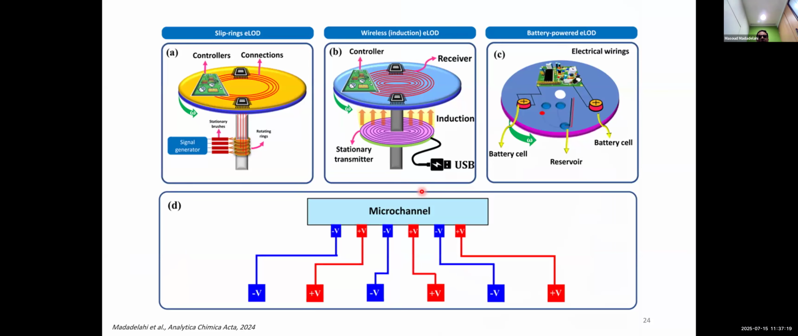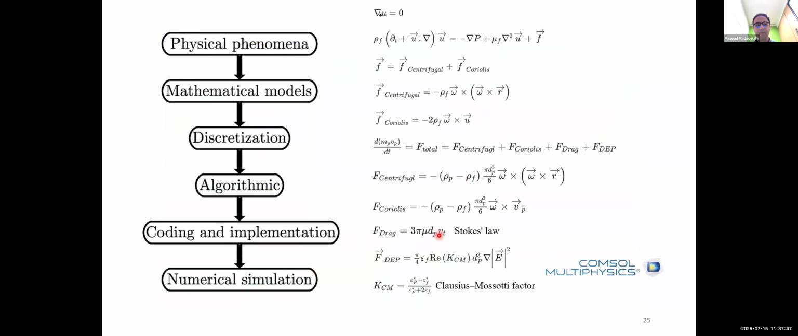From experimental point of view, this spinning DEP is something feasible. And for that, as I told you, you have those 3 options, right? Battery or induction or slip rings, right? And then you can connect the electrodes that you have in your microchannel to positive and negative poles, and then you can have DEP while that disk is rotating.